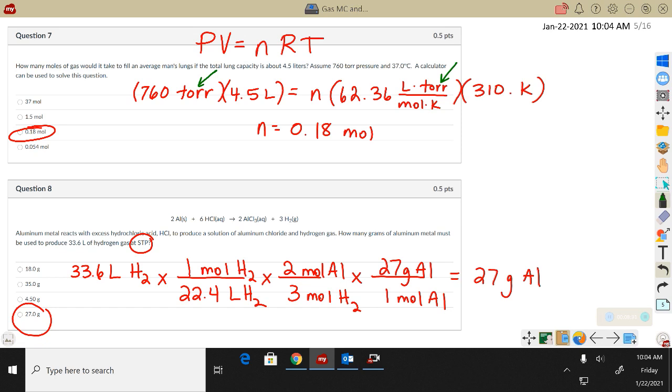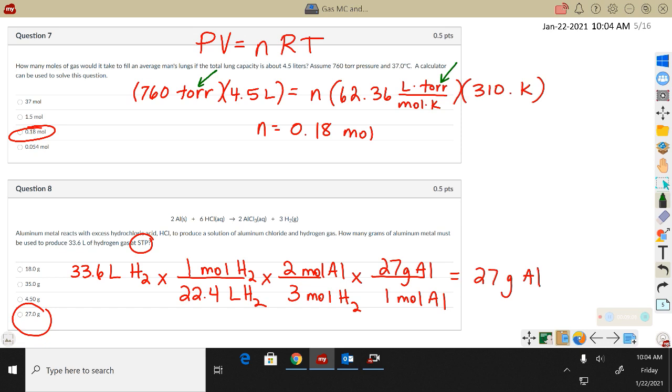Now, with number 8, you could take a little shortcut. So here's where that 22.4 is kind of handy. They give us this reaction. Aluminum reacts with hydrochloric acid. We produce a solution of aluminum chloride and hydrogen gas. How many grams of aluminum metal must be used to produce 33.6 liters of hydrogen at STP? That's the key, is that we're at standard temperature and pressure.